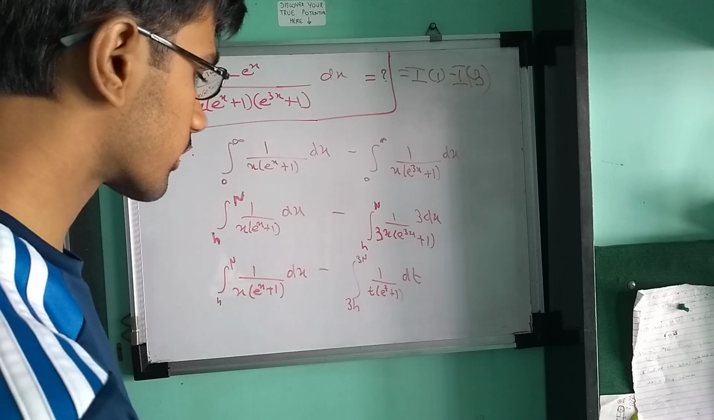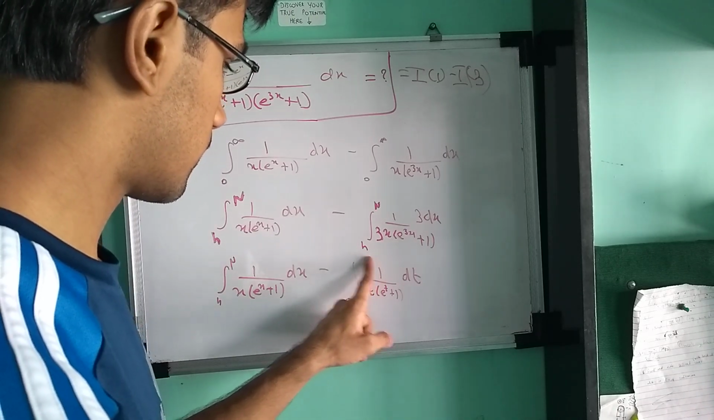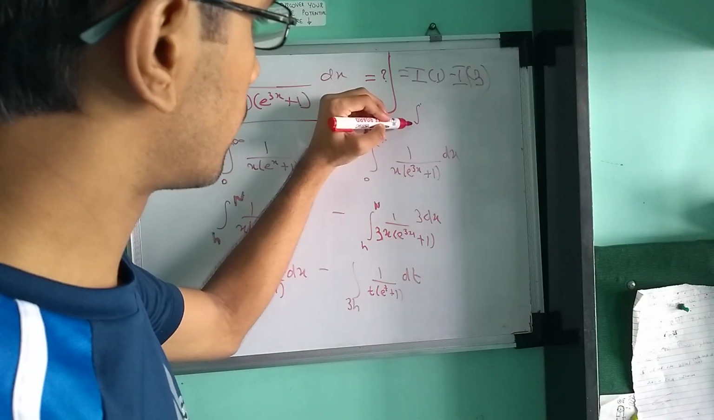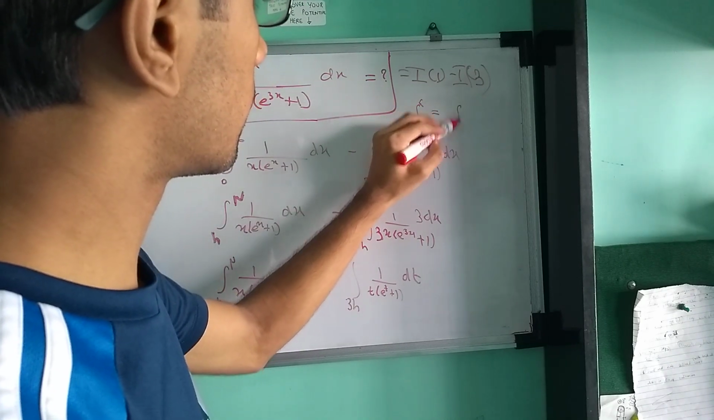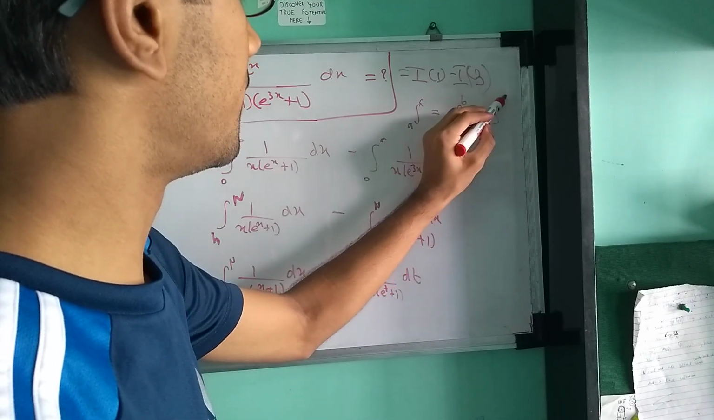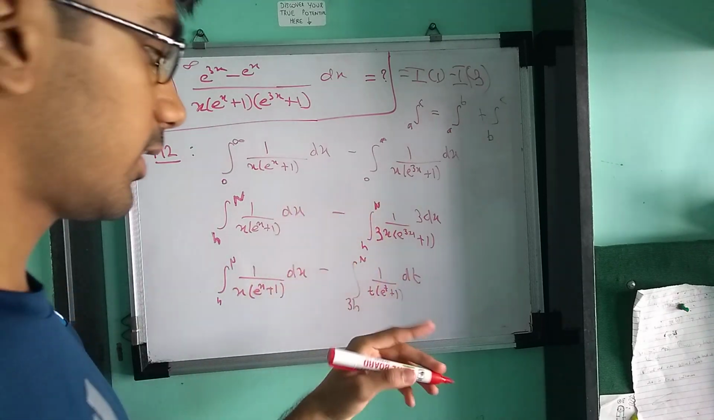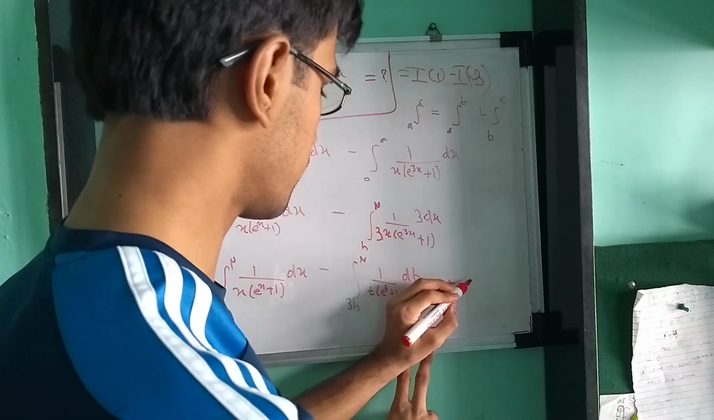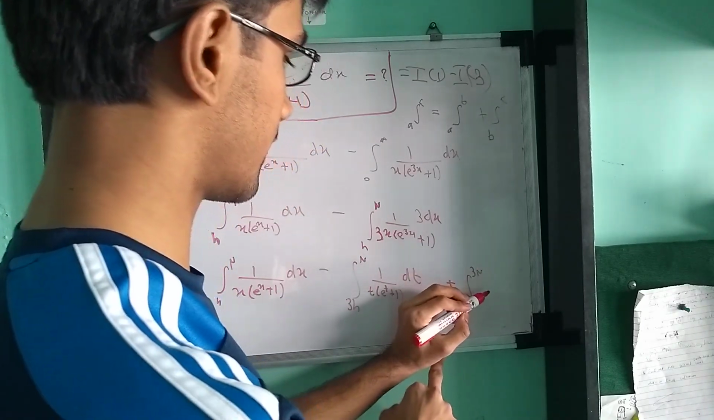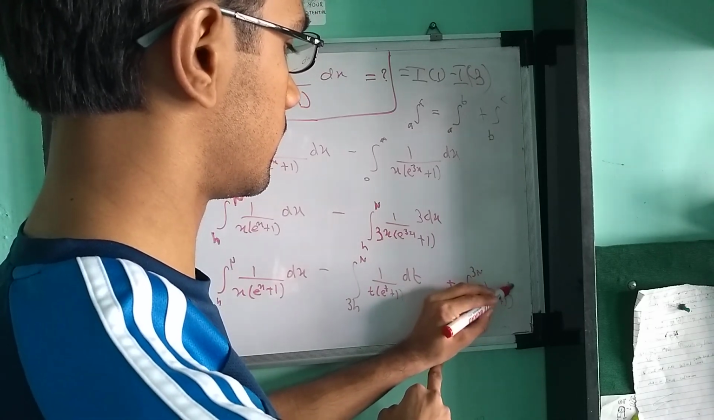I will write this as, do you know that the integral of f of x dx from a to c is equal to the integral of f of x from a to b plus the integral from b to c? So I'm going to use that here. I'll write n here, which was originally 3n, and then write plus the integral from n to 3n of 1 by t e to the power t plus 1 dt.